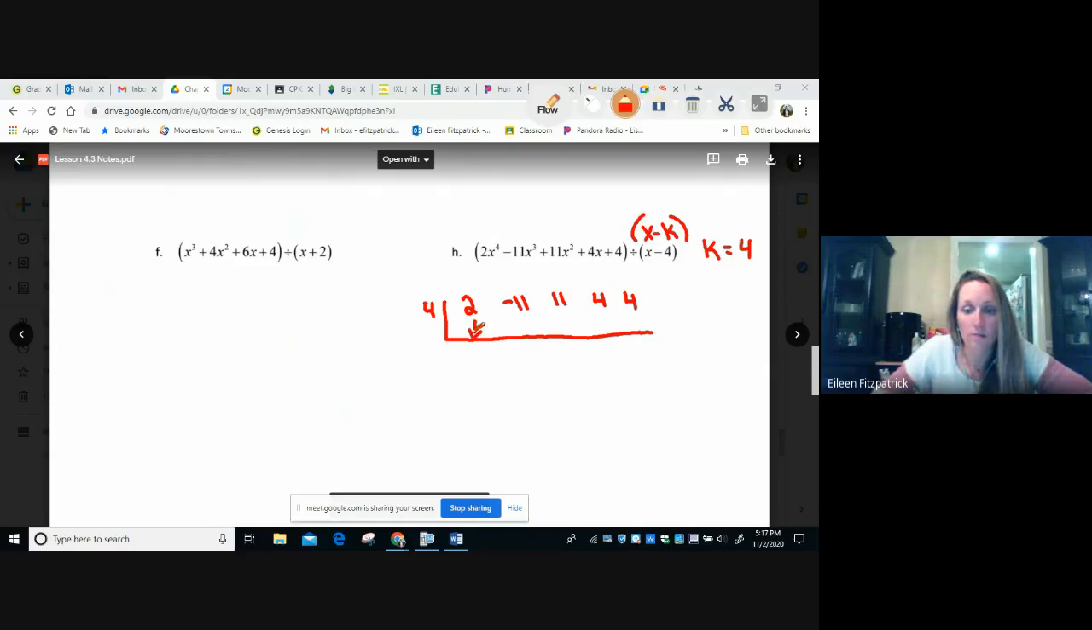Process is still the same. Drop the 2, multiply to get an 8, and add to get a -3. Multiply to get a -12, add to get a -1. Multiply to get a -4, add to get a 0. Multiply to get a 0, add to get a 4. The last number is your remainder.